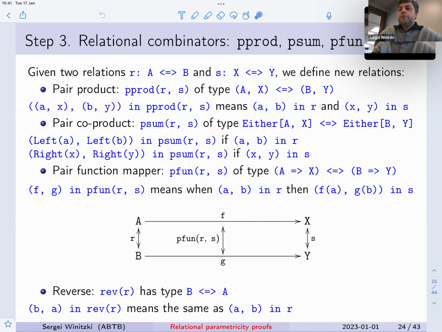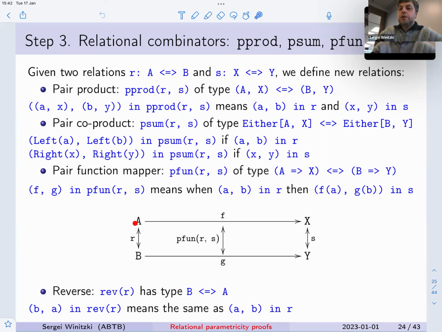So it takes two relations and gives you a relation between function types. So there are two function types, A to X and B to Y, and we have a relation between A and B and a relation between X and Y. So now it is defined by saying that two functions, f and g, of the types A to X and B to Y are in this relation whenever two arguments are in the first relation, then the two results are in the second relation. So here's a diagram.